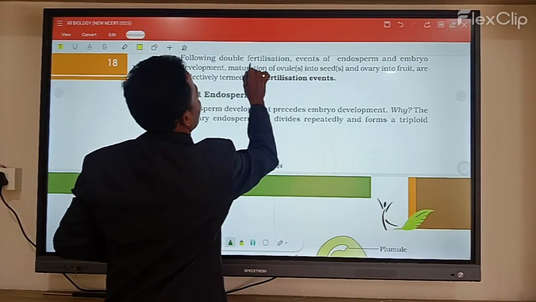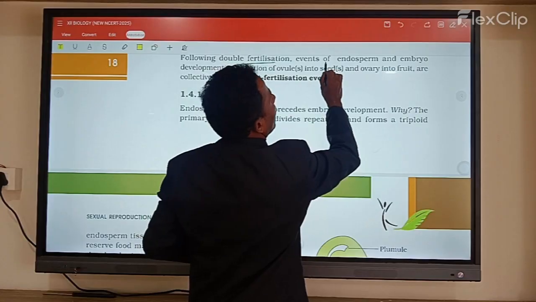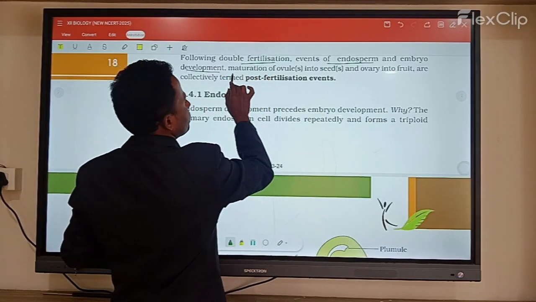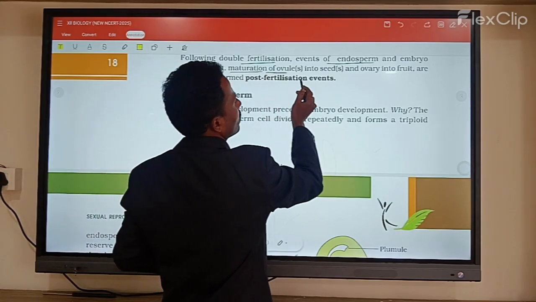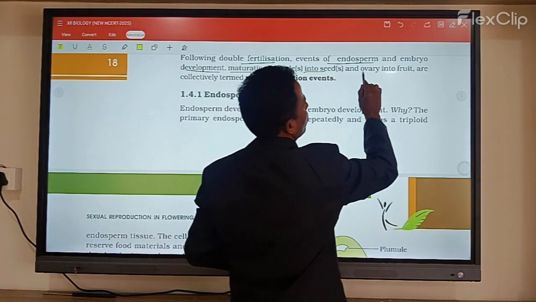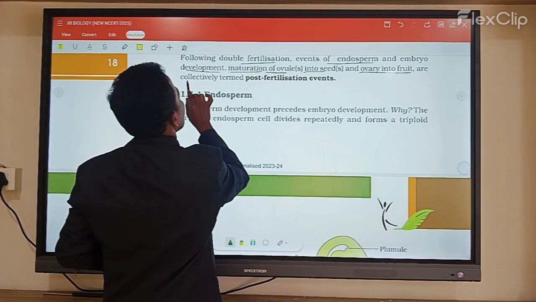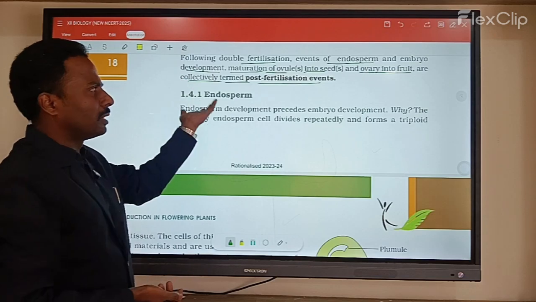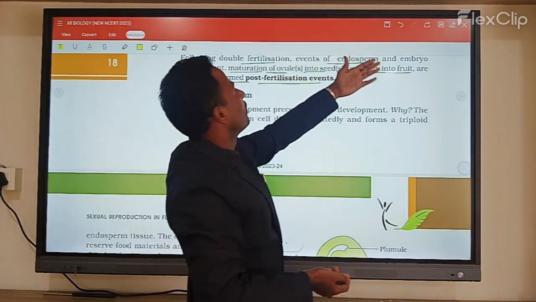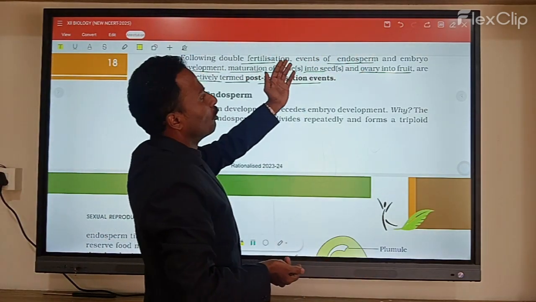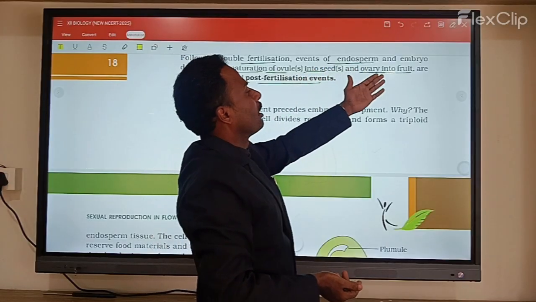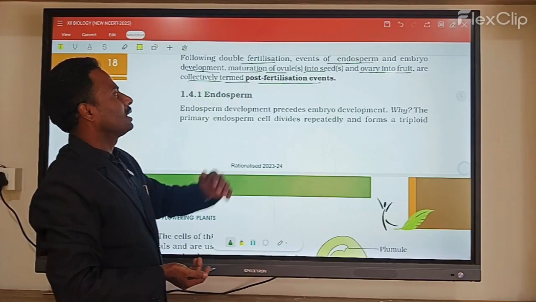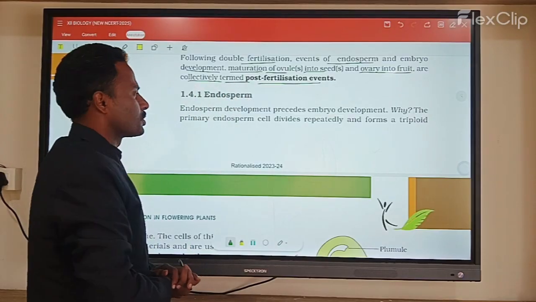Following the double fertilization events, the endosperm and embryo develop, and the ovules mature into seeds and the ovary into a fruit. Collectively, these are termed post-fertilization events. After double fertilization, the endosperm and embryo are developed, the ovules become seeds and the ovary becomes the fruit. What is this collectively known as? That is completely post-fertilization events.